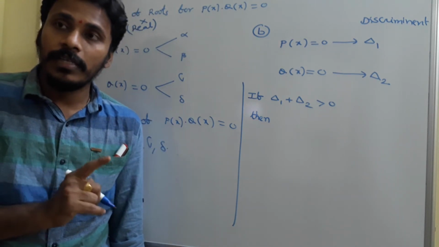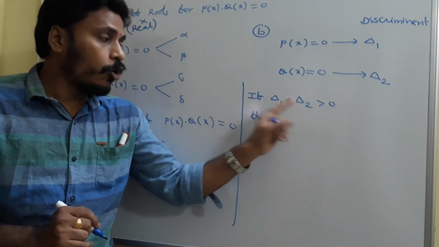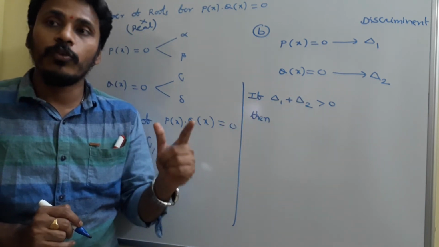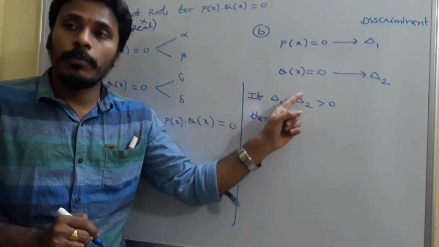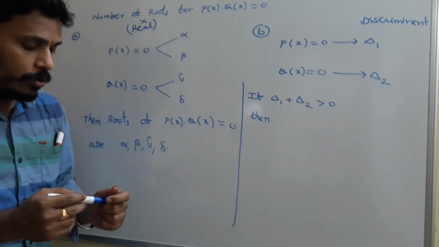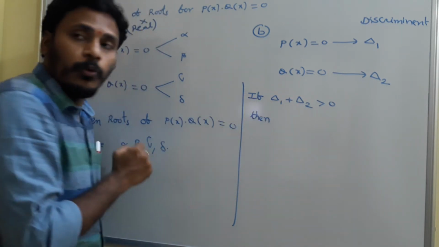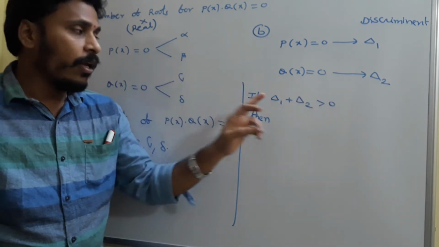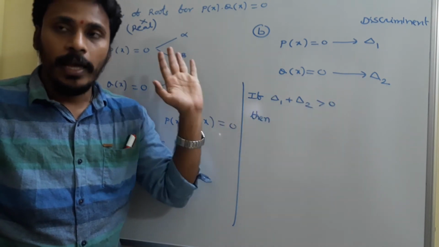See, delta 1 is a number, delta 2 is a number, and the sum of the two numbers is positive. Whenever it happens, that's our idea. We need to think about all the different possibilities. If both are negative, then delta 1 plus delta 2 is also negative. If both are negative, this is not possible, and that's why we need to eliminate the both-negative case.